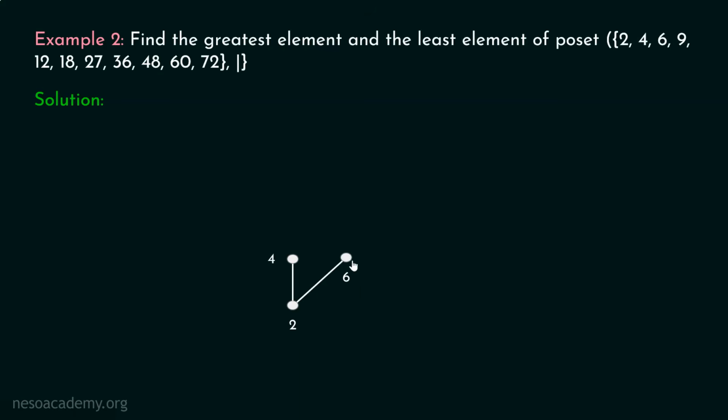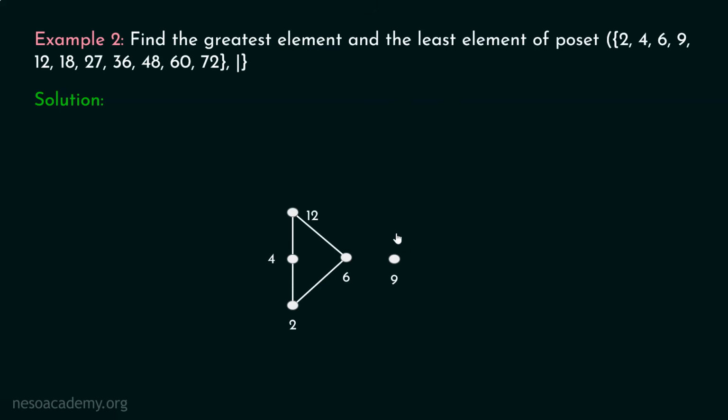After this, we have element 9. 9 is not divisible by 4 and 6. Also, it is not divisible by 2. Therefore, we can place 9 in the same level as 4 and 6. After this, we have element 12. 12 is divisible by 4 and 12 is also divisible by 6. Therefore, we can place 12 above 4 and we can draw an edge between 4 and 12 and 6 and 12. Next element is 18.